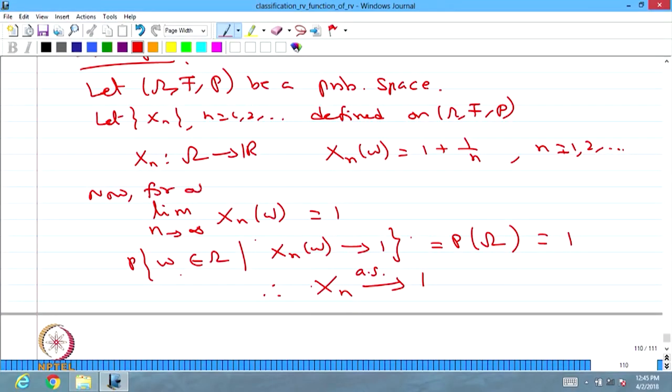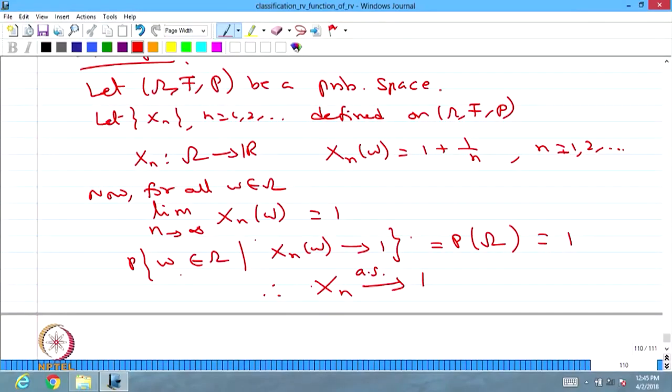Because for all w belonging to omega, the limit as n tends to infinity of X_n of w is equal to 1. Therefore, the probability of the set of w belonging to omega satisfying this condition, that X_n of w tends to 1 as n tends to infinity, covers all possible outcomes. That is nothing but P of omega, which is equal to 1. Therefore, it satisfies the condition for almost sure convergence. Therefore, X_n converges to 1 almost surely.